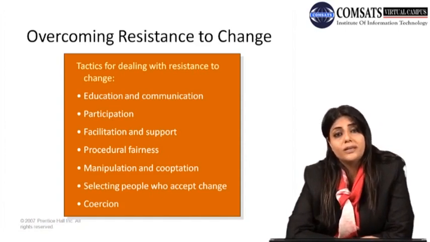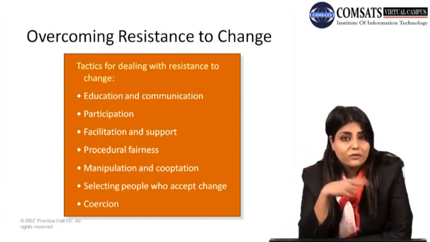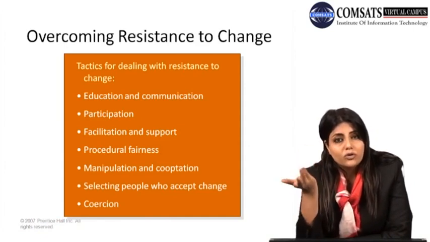Coercion is also a possibility. That is, as I gave you the example, the manager saying that he'll be shutting down the operations if the employees do not respond to the change.